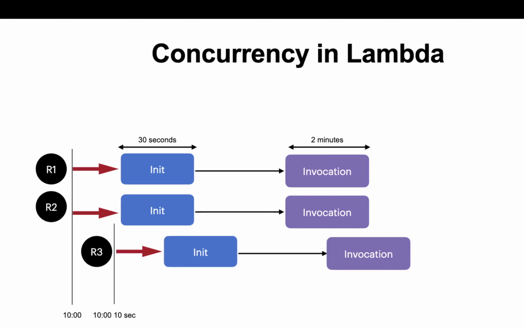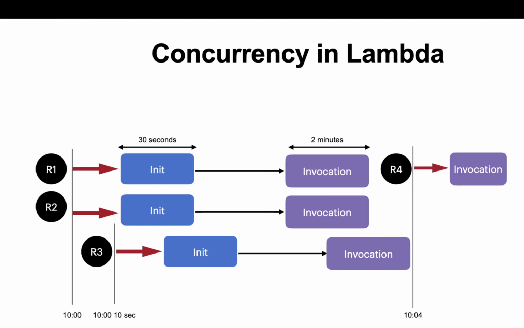Now let's say a third request is sent at 10 seconds past 10 o'clock. What happens in this case is that we know that the first two function instances are not available, they are busy. So a third function instance will be called, and that will also go through the init and invocation phase.